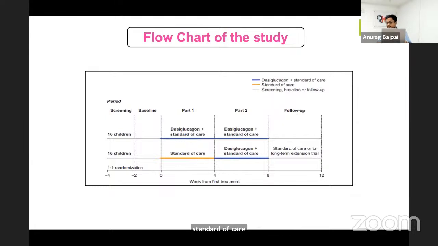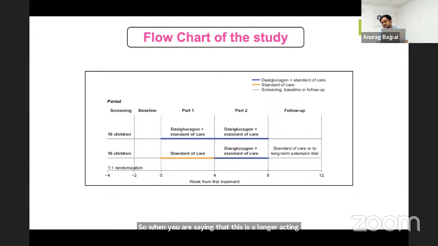Tell us first, what is dasiglucagon? Dasiglucagon is a novel glucagon analog. What is novel about it? What is its half-life? Why are we using it? It's not just about the study. Dasiglucagon is a longer acting analog of glucagon.